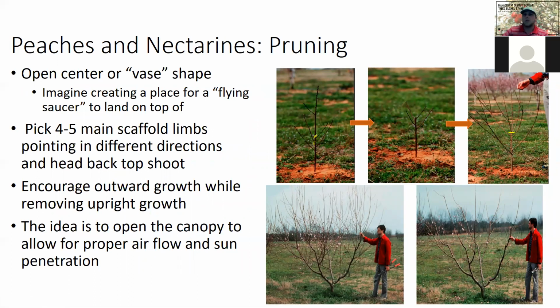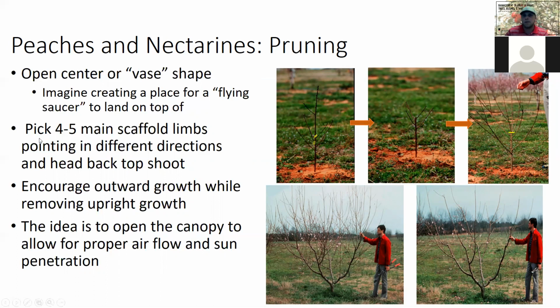Pruning is, as far as peach trees go, very important, and it starts from the very beginning. You're shooting for an open center or a vase shape. I like to describe it to people as imagining that you're creating a place for a flying saucer to land on top of. So you think of an alien spaceship, a circular flying saucer. I like to think of it as they could just come and land right on top of it.